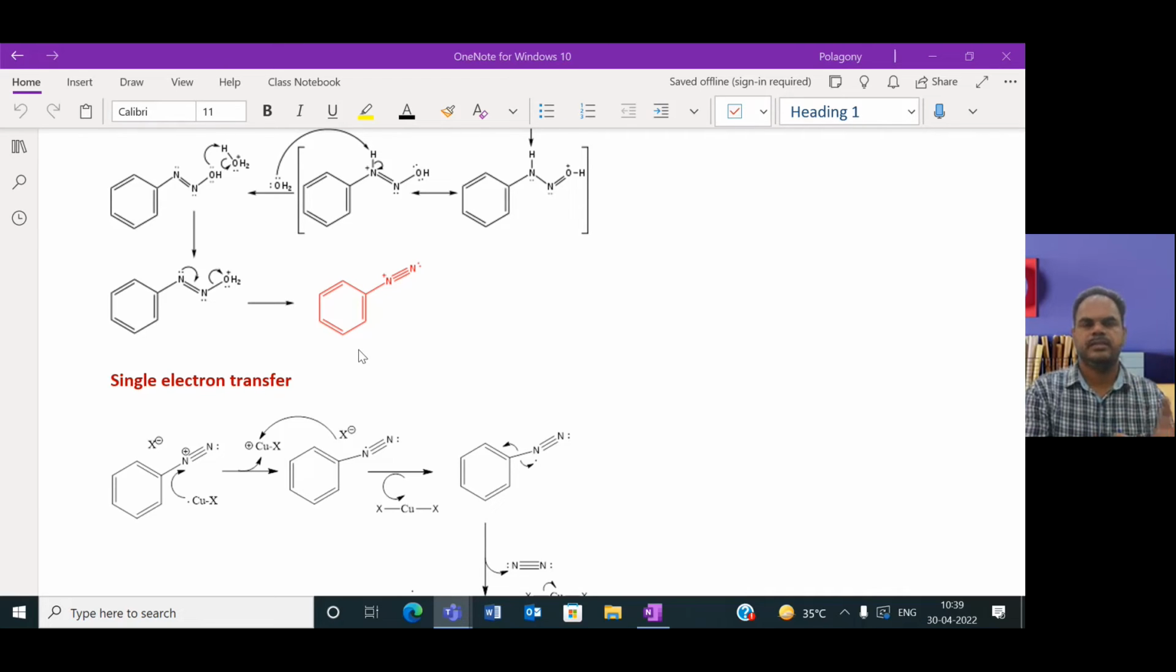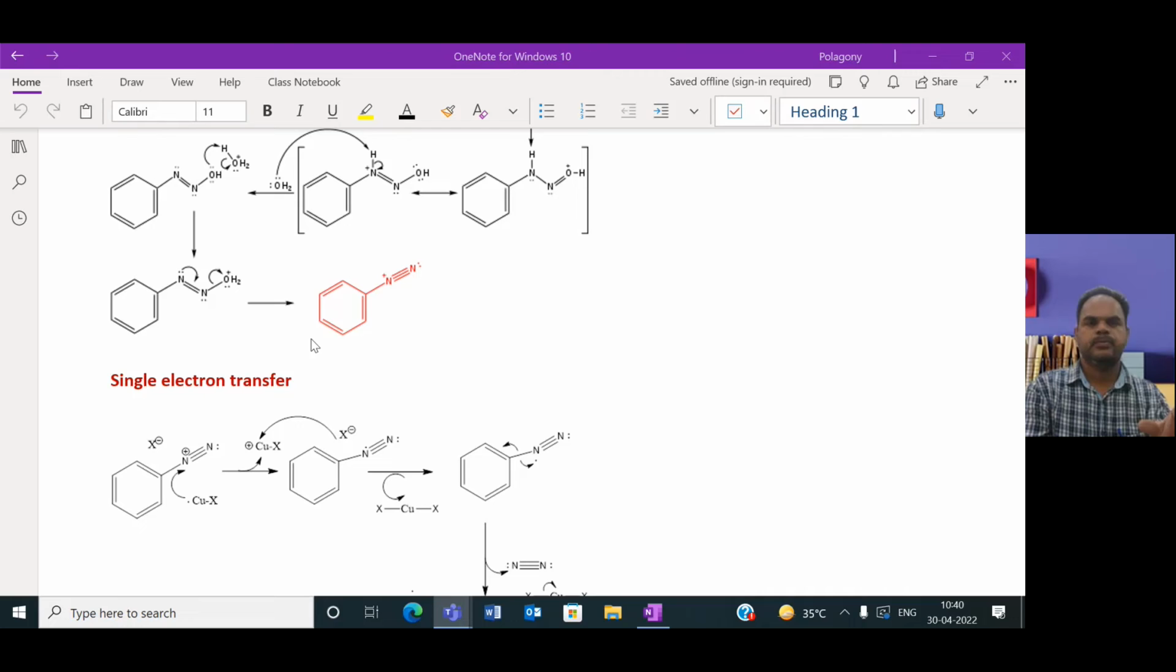So this is a simple mechanism. When the nitrosonium ion electrophile attacks the lone pair of electrons on the NH2, by the resonance structure, resonance between the nitrogen and oxygen, the water molecule is lost, and then the diazonium chloride structure is formed here.